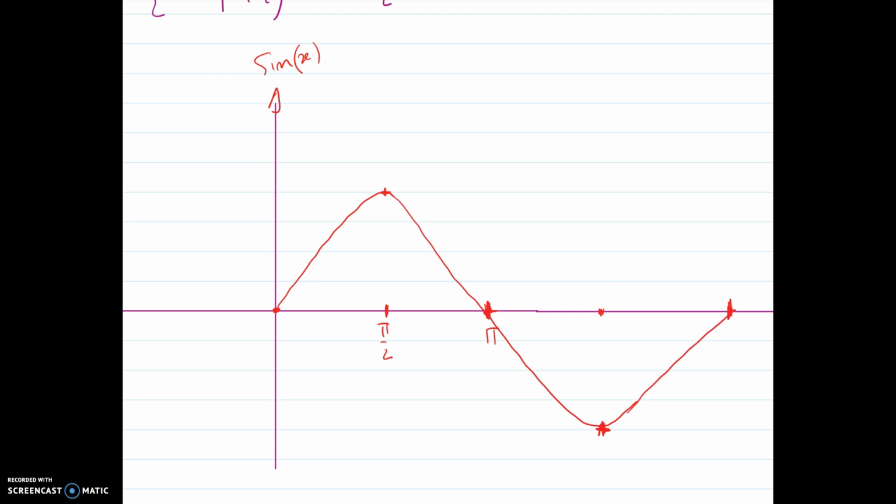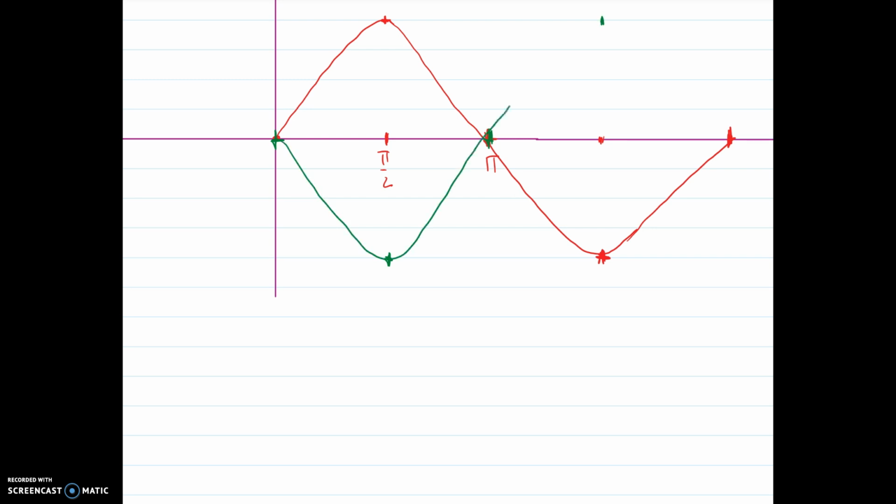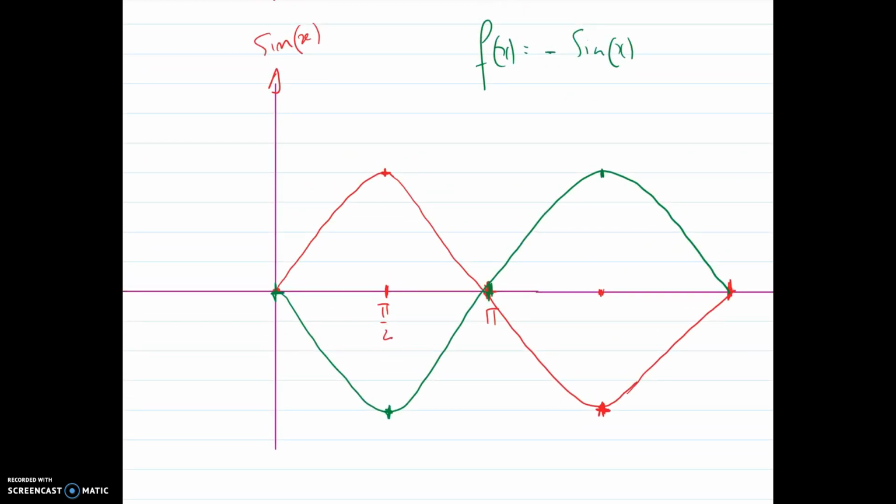Well, remember what we're trying to find is f of x equals minus sine of x, and that means pretty easily that we have a reflection, and so we end up with something like that, and this is f of x equals minus sine x. Now let's try to see the difference with what we call the amplitude and the period.